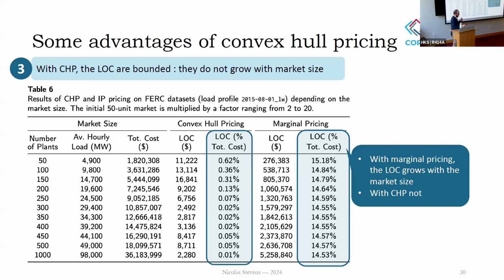And mathematically, what happens is, interestingly, this result is connected to some important results that were developed in the 60s and 70s in microeconomics, and that you can just transpose to the setting that we have here. The idea is that you can prove that with this approach, you have a bound on the LOC. And this bound does not depend on the number of suppliers. So when the number of suppliers increases, this bound remains the same, and so the relative importance of that goes to zero.